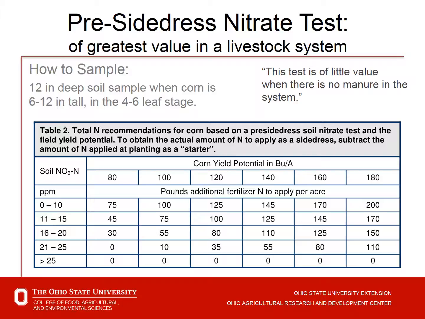So how do we sample? A 12-inch deep soil sample when the corn is 6 to 12 inches tall, perhaps in a 4 to 6 leaf stage. And what we do is we can get a reading shown here on the left, and we can use that information from that soil test at sidedress time to reduce the amount of nitrogen we might apply to fill in the rest of the season.